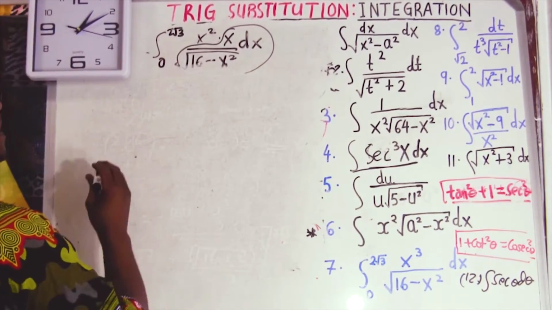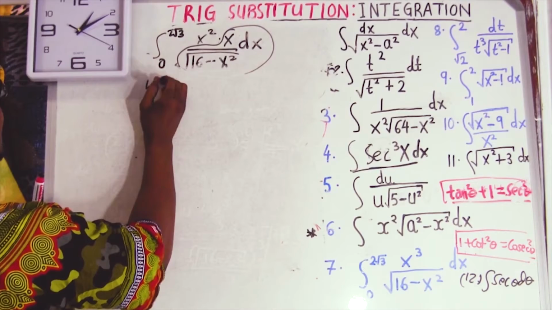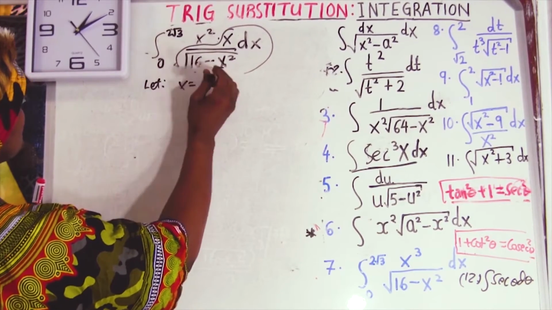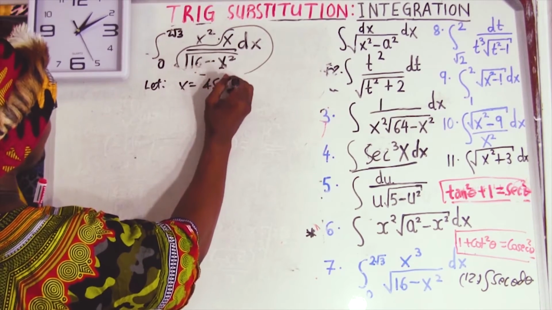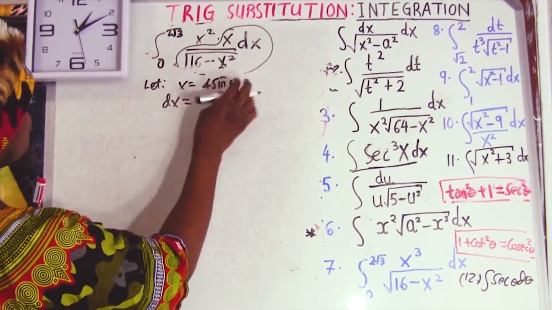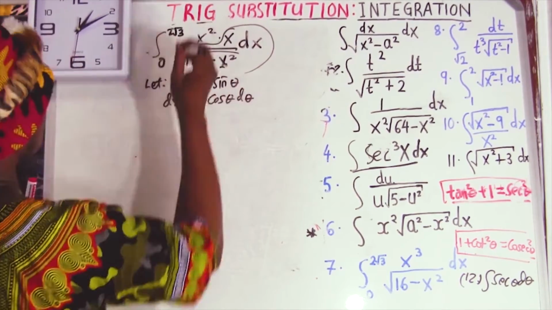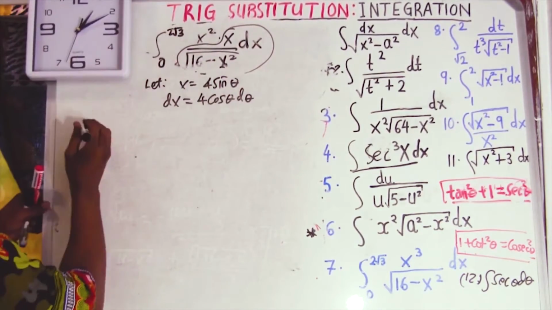So for sine, we say x equals 4 sine theta, because 16 is 4 squared. dx, when we differentiate, is going to be 4 cos theta d theta. Okay, substitute. So leave the limit for now.